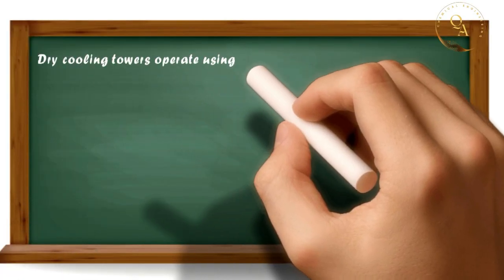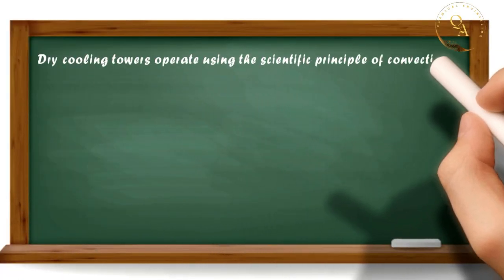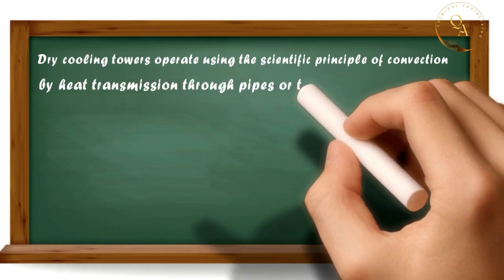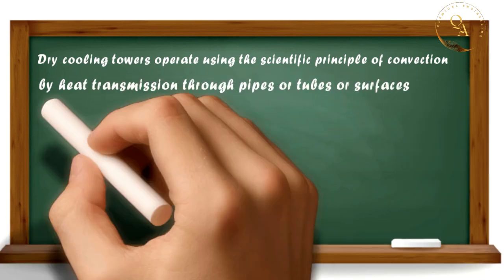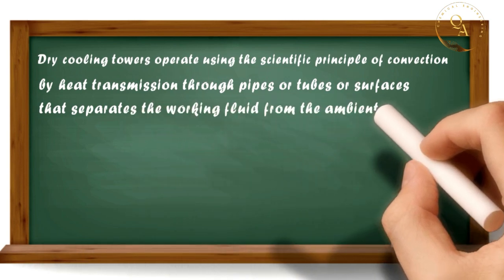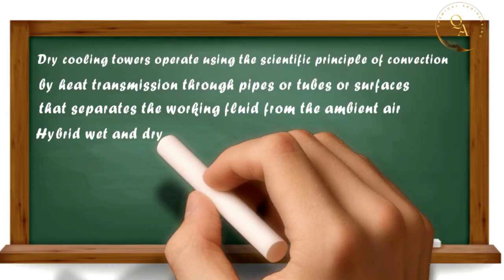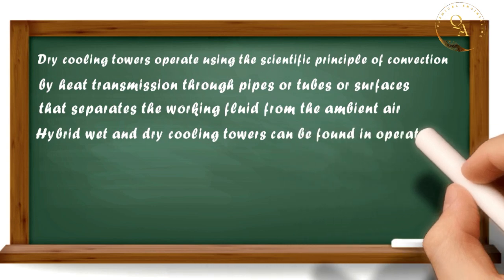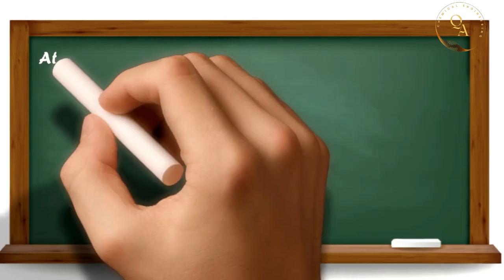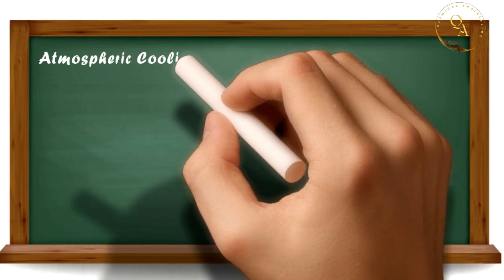Dry cooling towers operate using the scientific principle of convection, by heat transmission through pipes, tubes, or a surface that separates the working fluid from the ambient air. Hybrid wet and dry cooling towers can be found in operation at many systems and in the chemical processing industry.